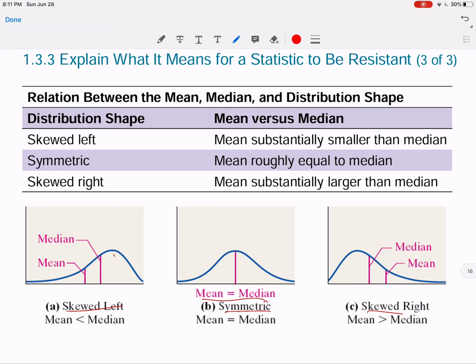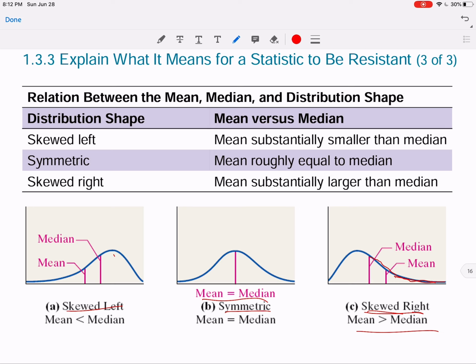Now let's take a look at part C here, skewed right. If it's skewed right, I will say there are a lot of extremely large numbers in the data set. And we know that the mean is affected by the extremely large numbers more substantially than the median, which means those extremely large numbers will pull the mean to the right further than the median. That's why the mean is greater than the median, because we have a lot of extremely large numbers, and those will pull the mean to the right further than the median. Because the median is resistant, the mean is not.